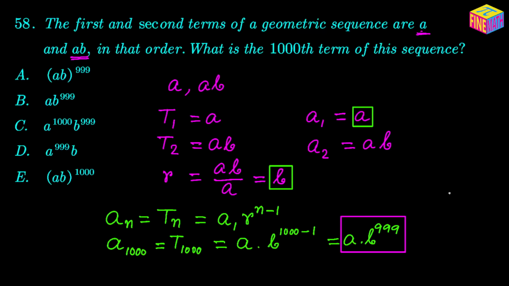If you look at our answer options, A times B to the power 999 is provided under option B. So option B is the correct answer.